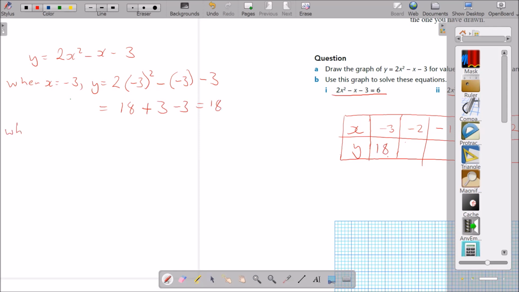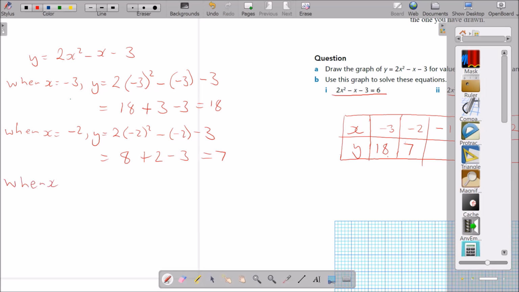And say when x is equal to minus 2, y is equal to 2 times minus 2 squared minus minus 2 minus 3, which will give us minus 2 squared is 4 times 2 it's 8 plus 2 minus 3, which is 10 minus 3, which is 7. Here we have 7. And we go to minus 1.